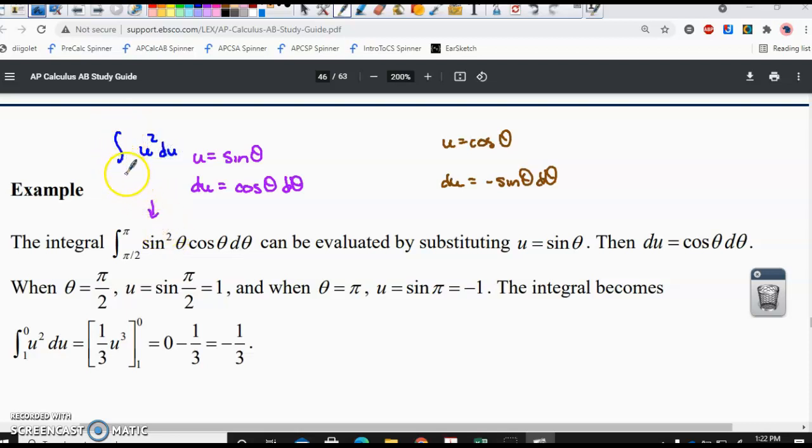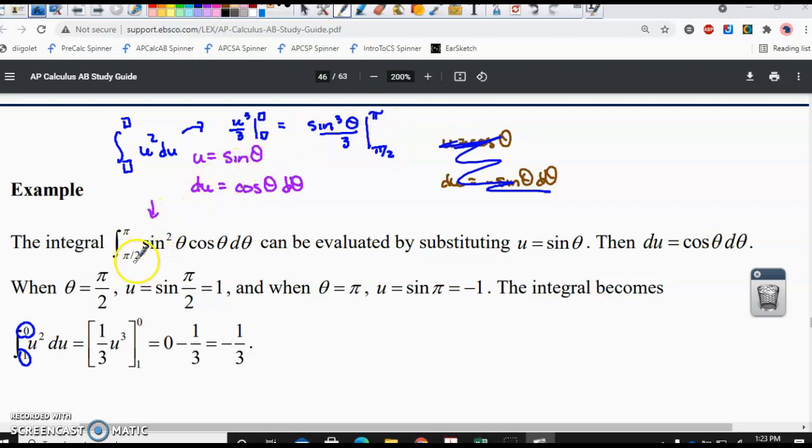And this is worth mentioning right now. Notice that they changed their bounds from 1 to 0. You might not necessarily change your bounds if you had to finish this problem. You could continue on and say, okay, that's u cubed over 3, and I still don't know what my bounds are, but I could put the sine of theta back in for my u, so I could say sine cubed of theta over 3, and then I could go from pi halves to pi.